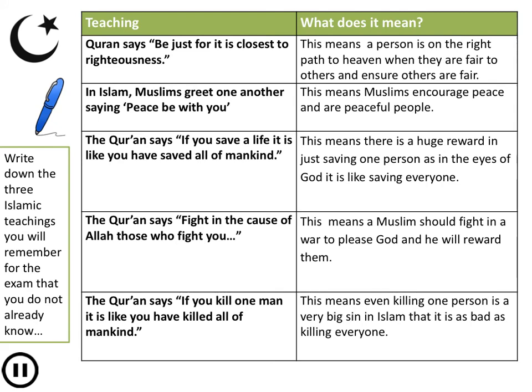The first one is from the Quran and it says, be just, for it is closest to righteousness. This means that a person is on the right path to heaven when they are fair and just towards others and ensure that others are fair. We can look at this in terms of ensuring that justice is restored when going to war with other countries, and that being a good thing.